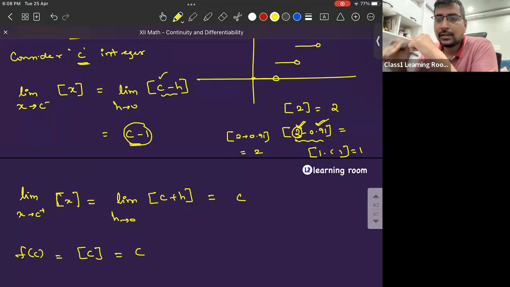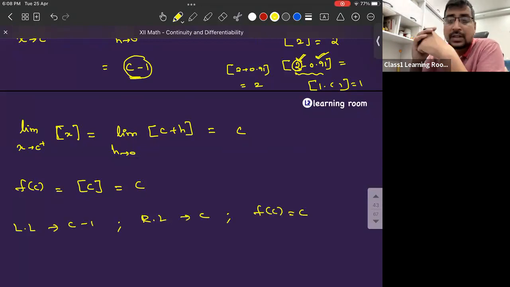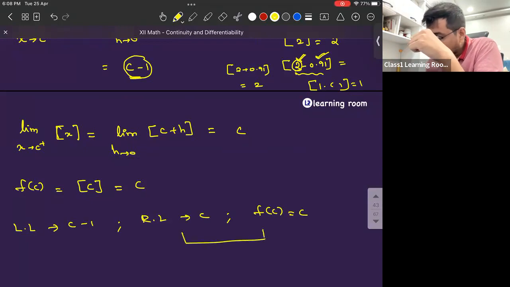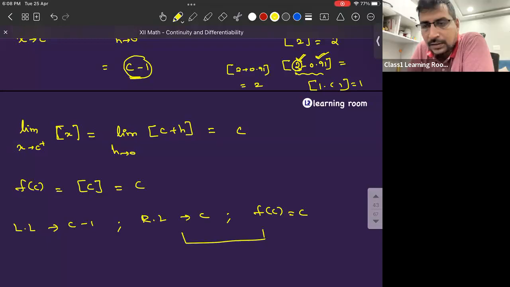So what is happening here? Left limit is c minus 1. Right limit is c. f of c is c. So right limit is equal to the function value, but not equal to the left limit. Hence, what kind of function is this? It is a discontinuous function. Makes sense? See, this is how we need to show it. But if the question comes in, let's say 1 mark or something, in MCQ, what you can do is you can say that it is discontinuous at all the integral points, that is the integer points.